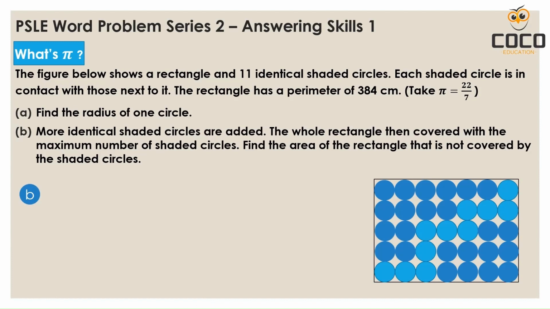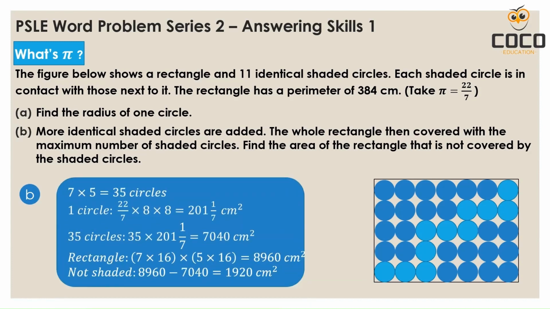For part B, we know that the rectangle can fit at most 7 times 5 equals 35 circles. We need to find the area of the rectangle which is not covered by those circles. Before we find the answer, note that pi given in this question is 22/7, so we need to use fraction-related numbers in our answers. Each circle has an area of 22/7 times 8 times 8 equals 201 1/7 square centimeters.